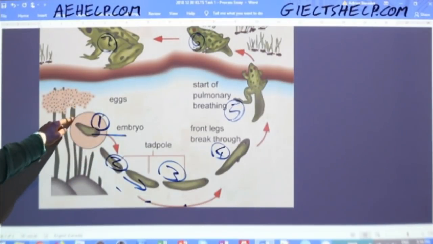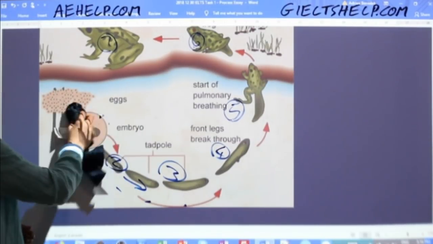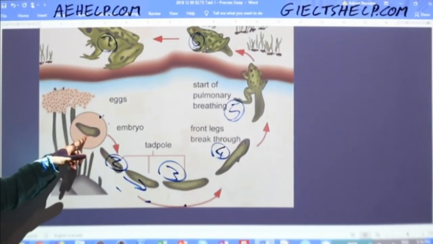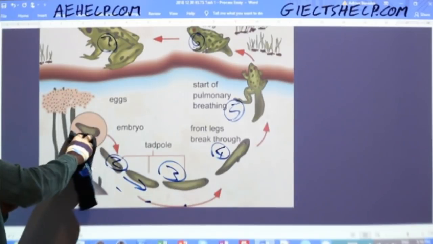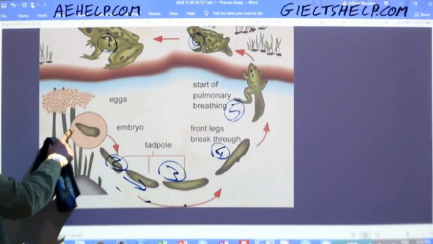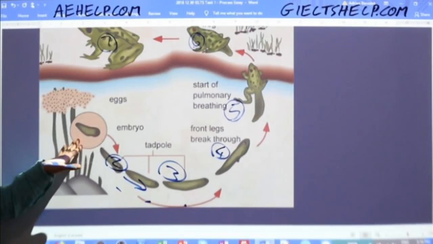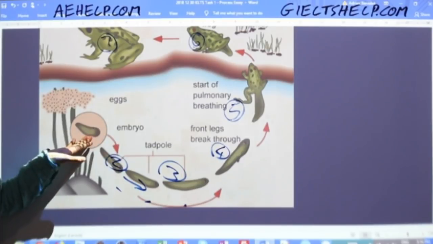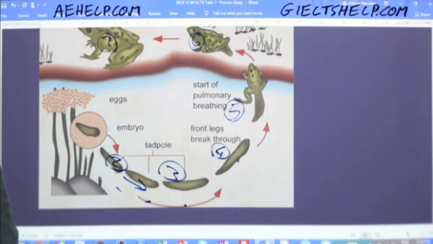Notice that there's a circle around it, so always pay attention to the way the diagram is drawn. Notice that there's a circle here in pink. It's probably because the embryo is probably very tiny, okay? So this is probably showing us a magnification here, or an enlargement of the embryo. And notice that the embryo has this very, very simple shape to it, okay? So let's describe that.